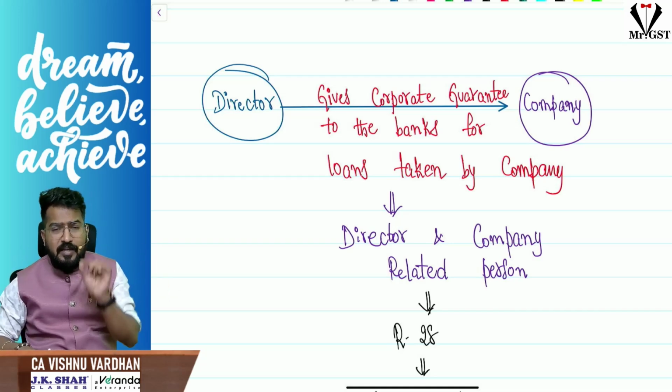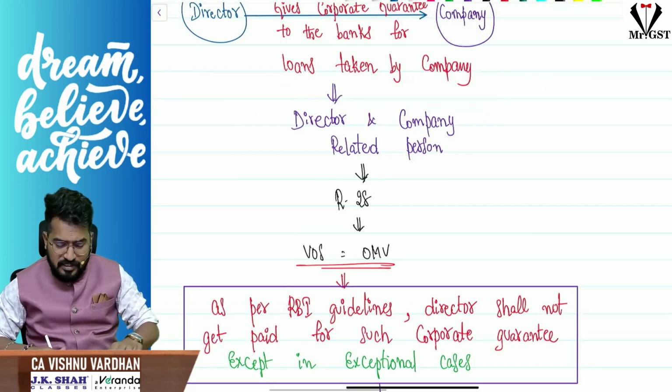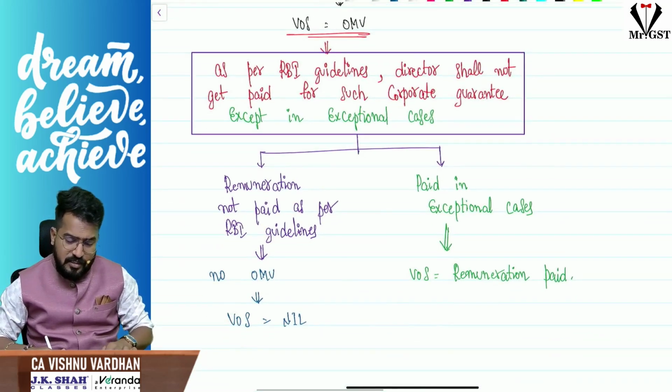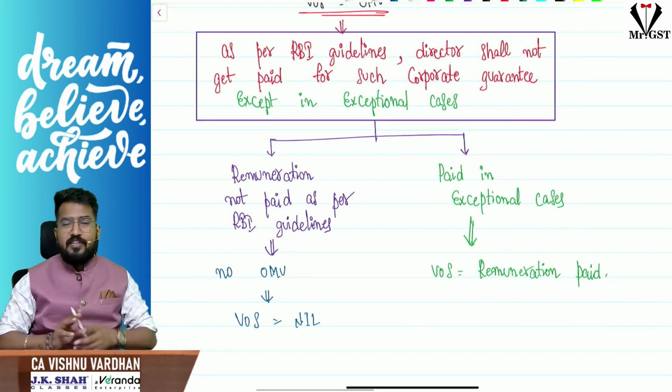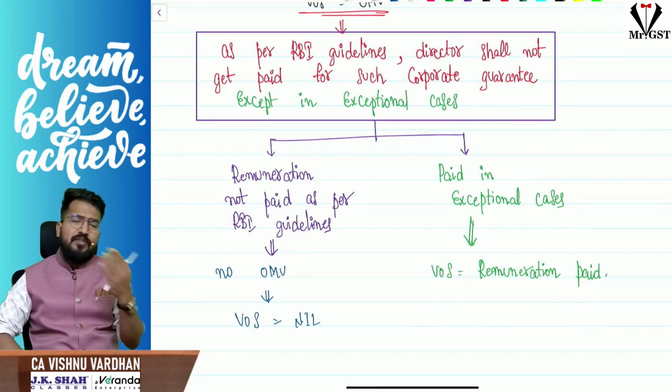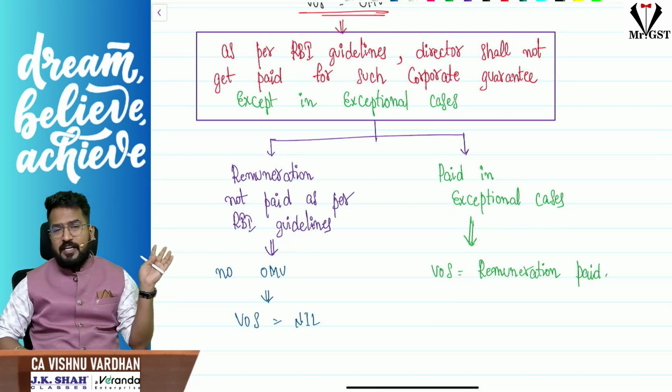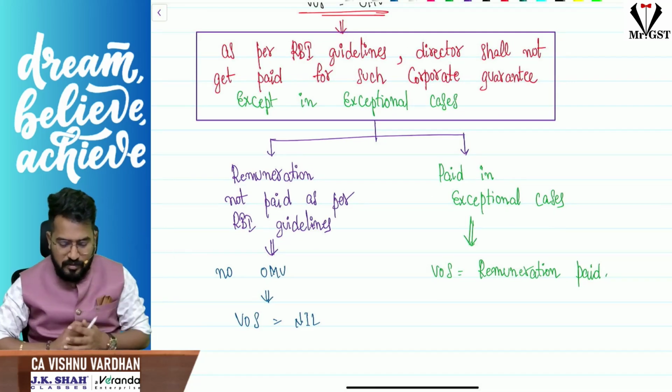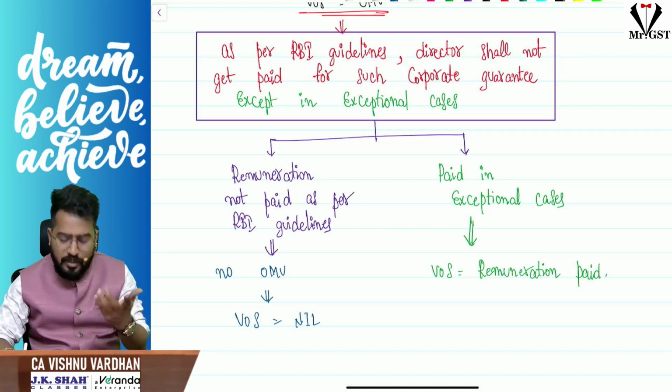But RBI guidelines also say that in exceptional circumstances, you can pay remuneration to the director for giving this guarantee. If that is the case, whatever remuneration has been given will itself be taken as the value of supply, right? So that is the first part of this discussion. Now coming to the next part.